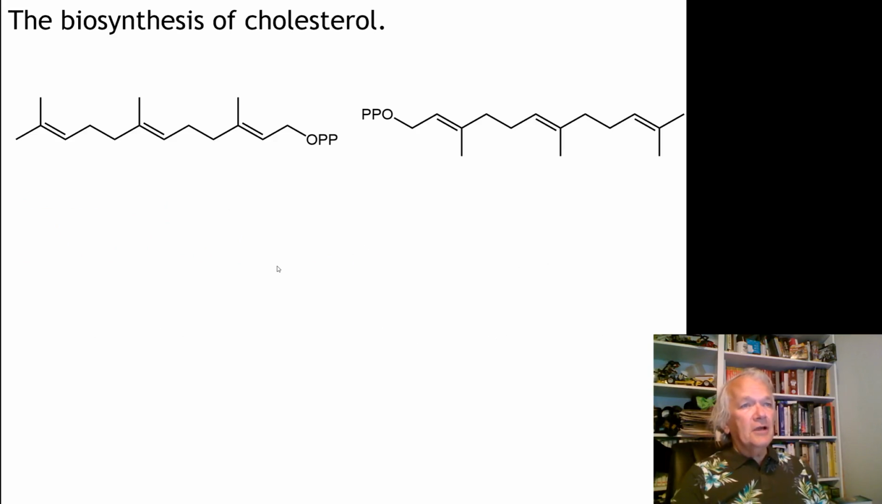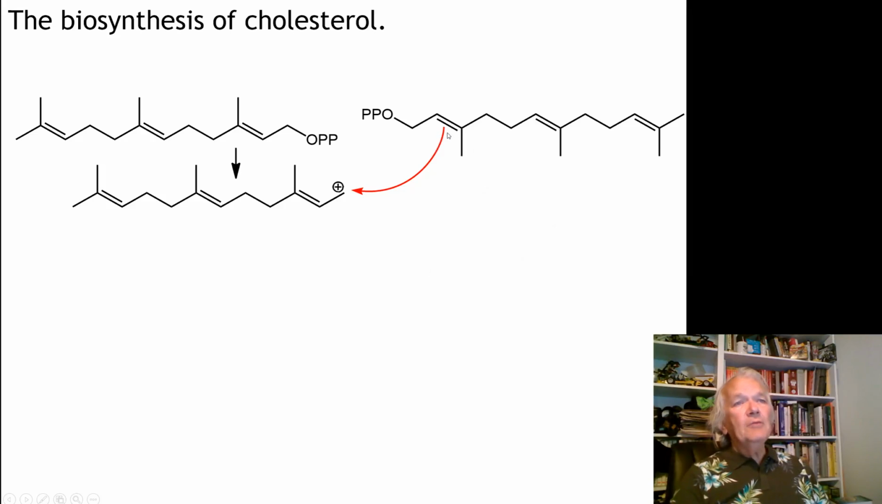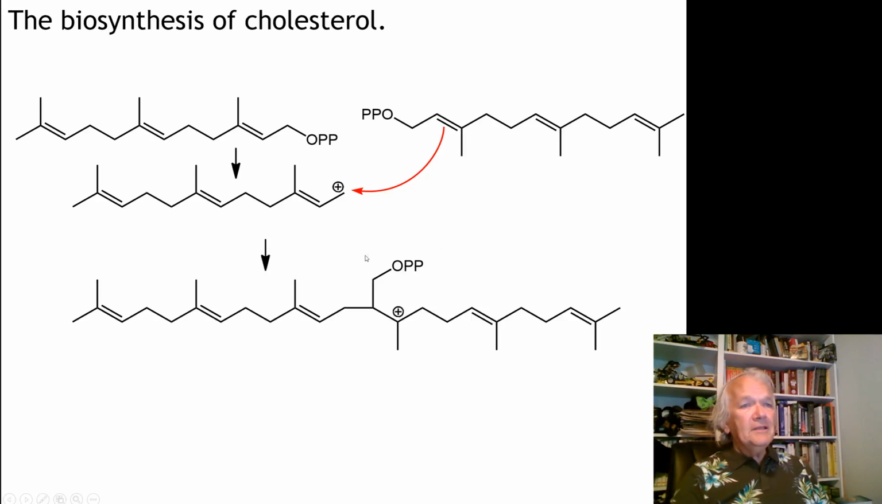So let's get started. The first thing is you just lose one of the pyrophosphates and form a cation. Then this cation is attacked by the double bond over here. But of course, it's not the N carbon. So we get this intermediate. And you can see already some weird things are happening here because we've got this carbon up in the air and we don't want it there.